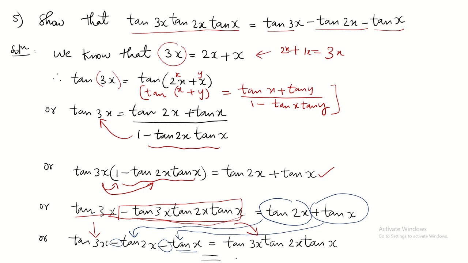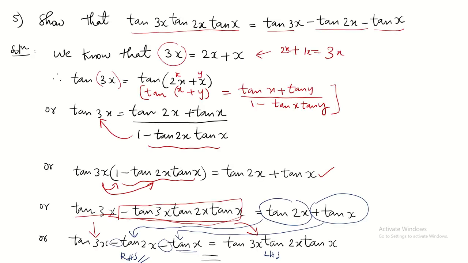So if you check, this is the LHS of the question. This is the RHS of the question. So if you want, in the next line you can write the question itself: LHS you can write on the left side and RHS you can write on the right side. So this is your fifth question. I hope this is the last question for today's class.